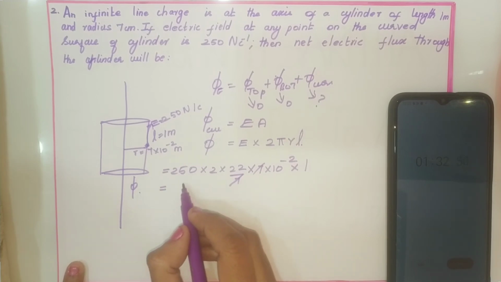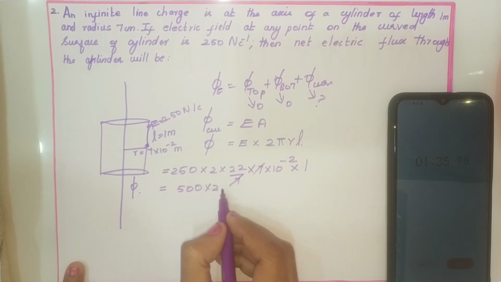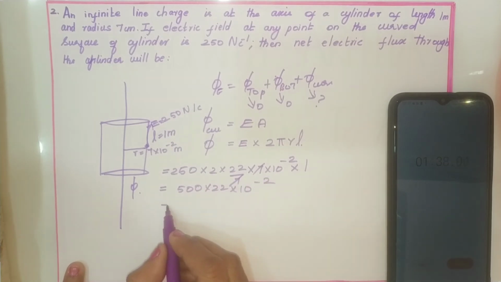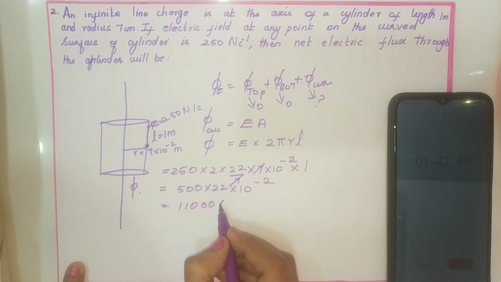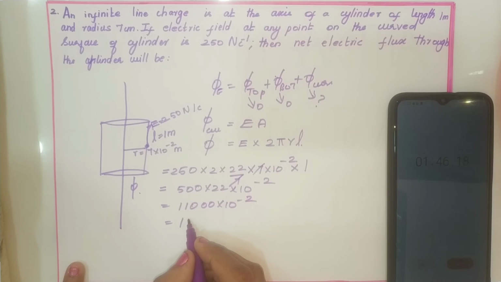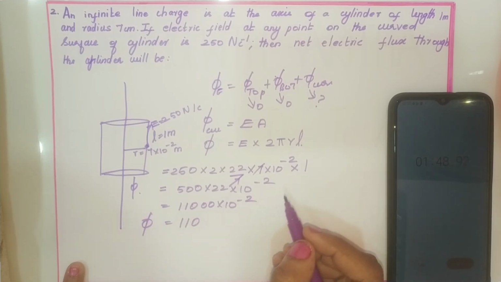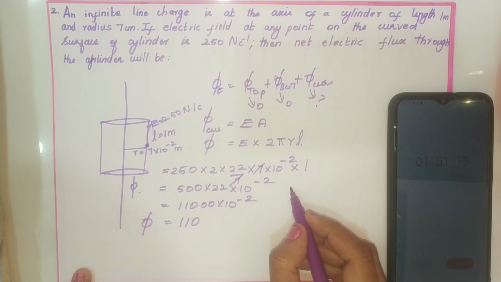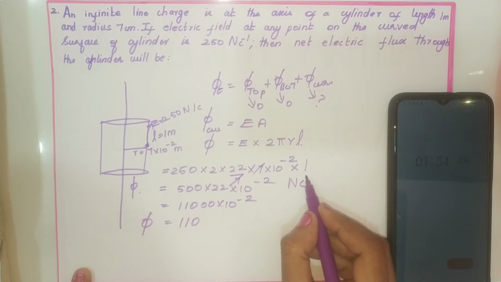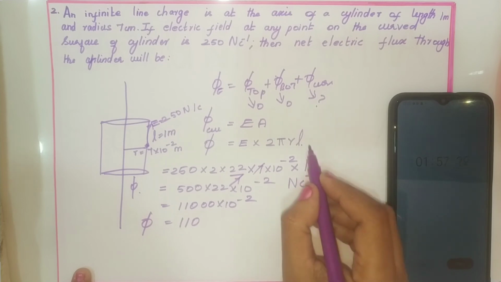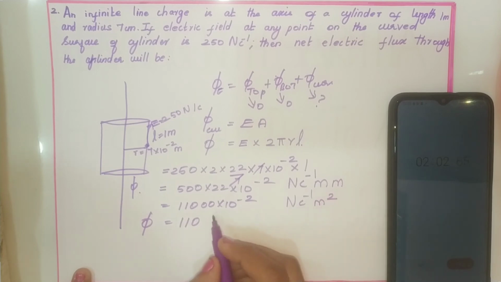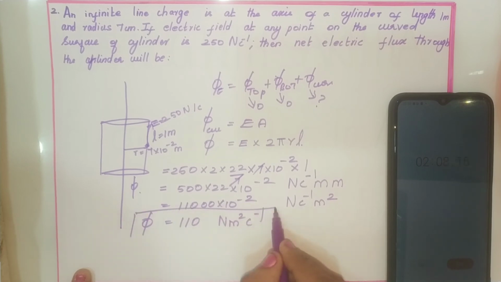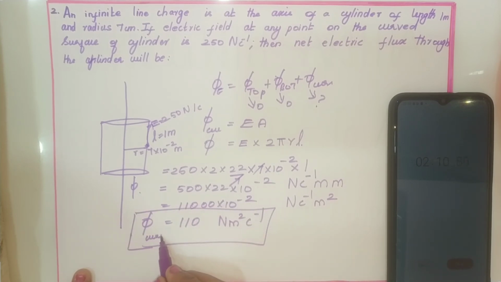Okay, now here 7 and 7 get cancelled. Here 250 into 2 is 500, into 22 into 10 power minus 2. This will be 22 into 5, 110. Then 0, 0 into 10 power minus 2. This will be 110. What will be the unit for electric field E? It will be NC inverse. For radius, meter. For length also meter. So the unit will be N C inverse m square. Phi unit is N m square C inverse. This is the value of the electric flux through the curved surface.